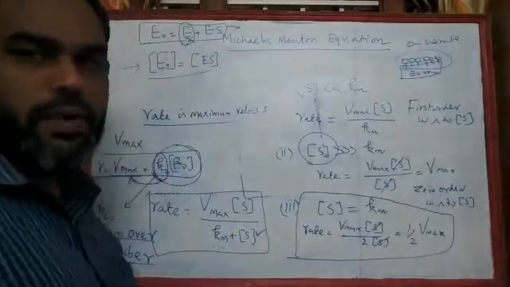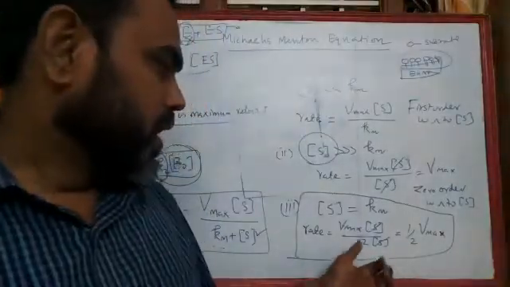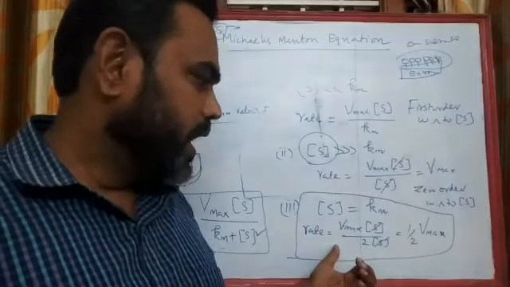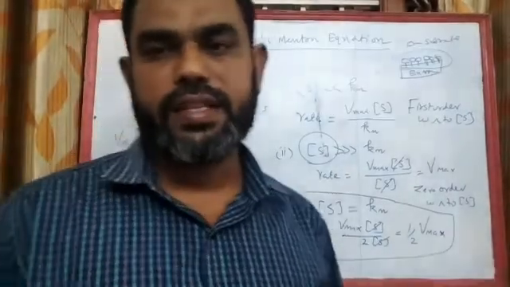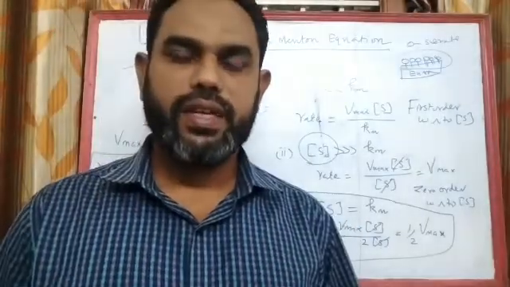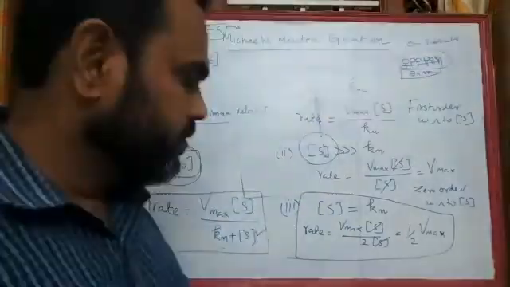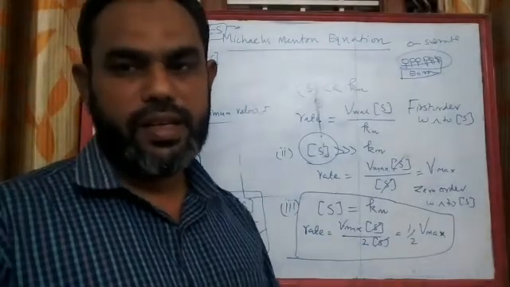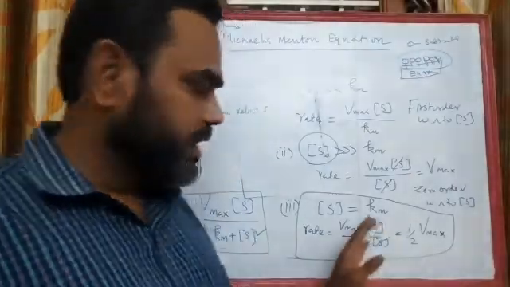So this is a very important parameter: when the substrate concentration is equal to the Michaelis constant, the rate proceeds at half of the maximum velocity. The reaction rate is half of the maximum velocity. Okay. So this is called the half Vmax of a Michaelis-Menten equation. I hope you are very clear about this.